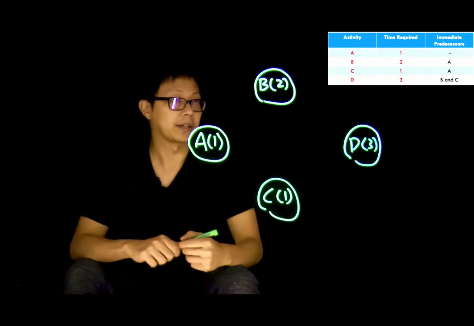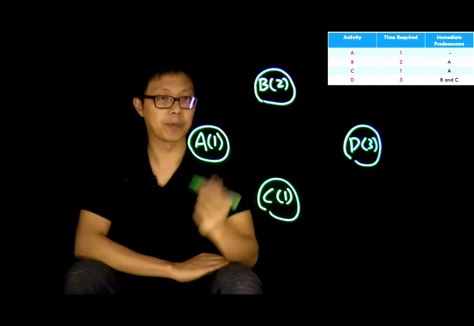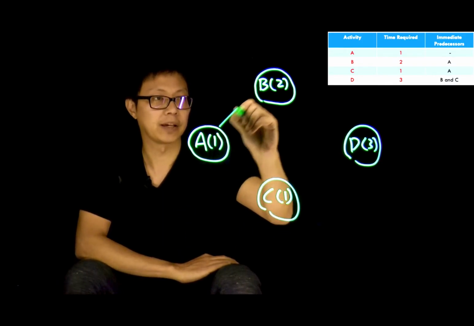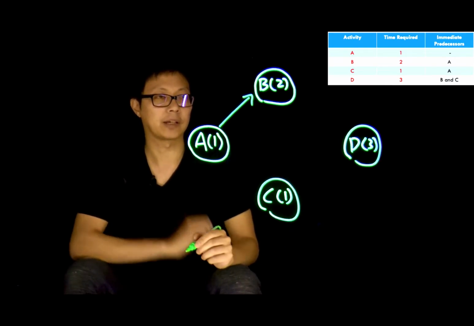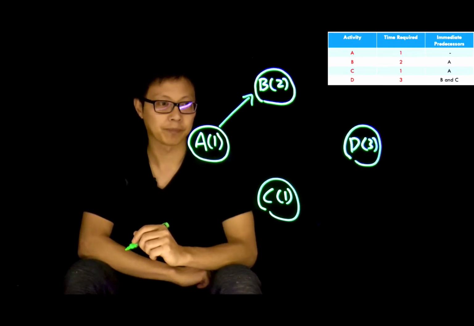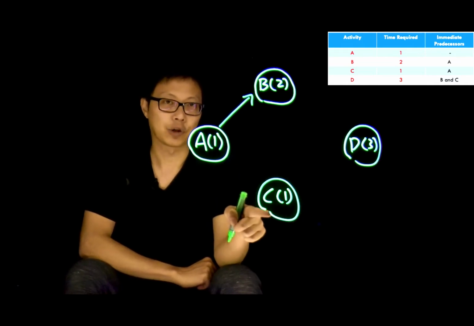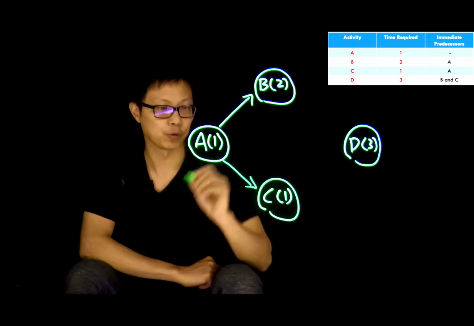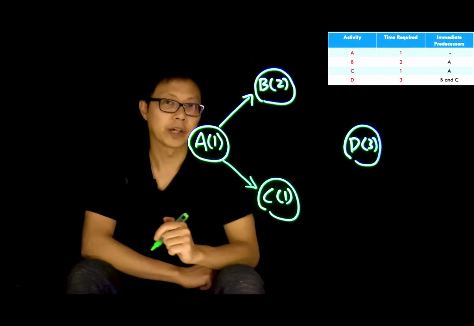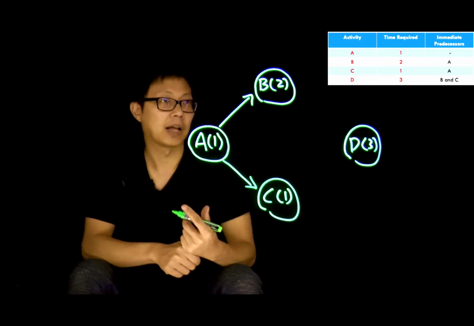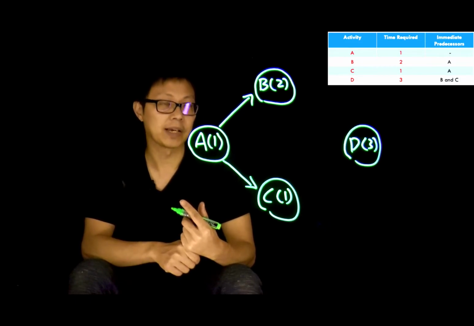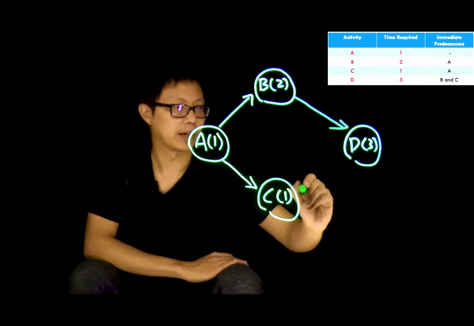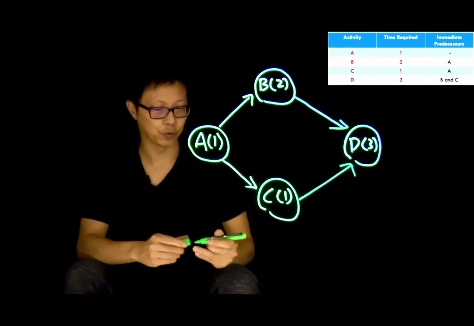Then, based on the table, we know activity B will need to start after we finish activity A. So we want to use a directed arrow to connect from A to B. Similarly, we cannot start to work on C until we finish A. So we want to connect A to C. Finally, we cannot start to work on activity D until we finish activity B and activity C. So we want to connect activity B to D as well as activity C to D.